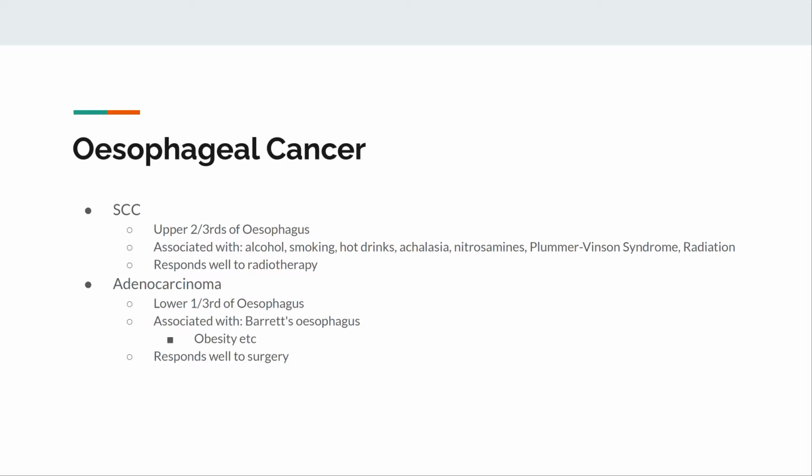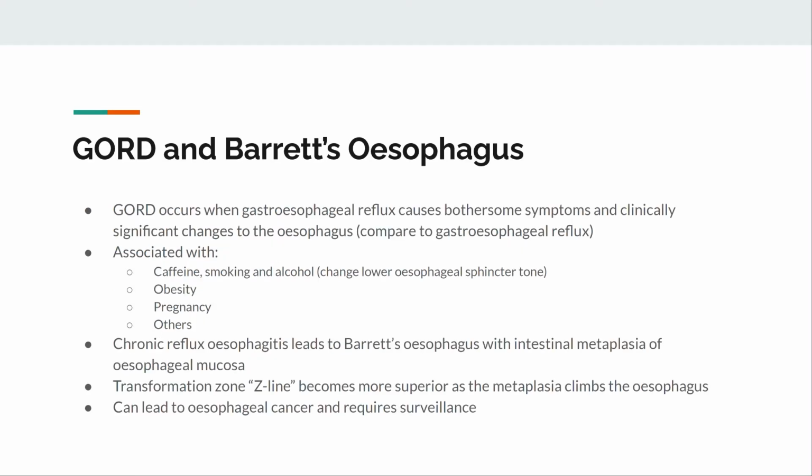Adenocarcinoma typically arises in the lower third of the esophagus, and it's associated with Barrett's esophagus, which is that squamous to intestinal metaplasia secondary to reflux esophagitis in people that have GORD, and that typically needs surgery to be removed. So what is GORD and what is Barrett's esophagus?